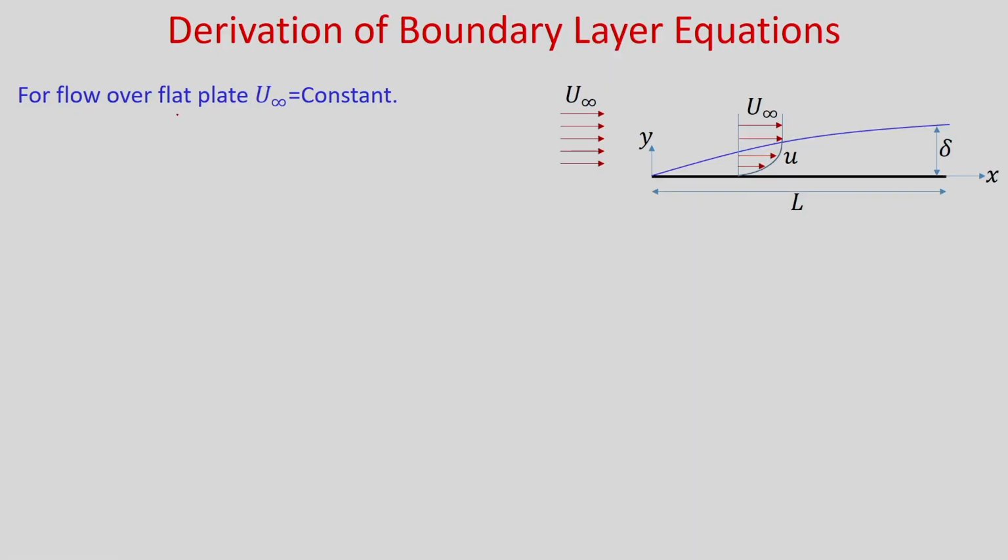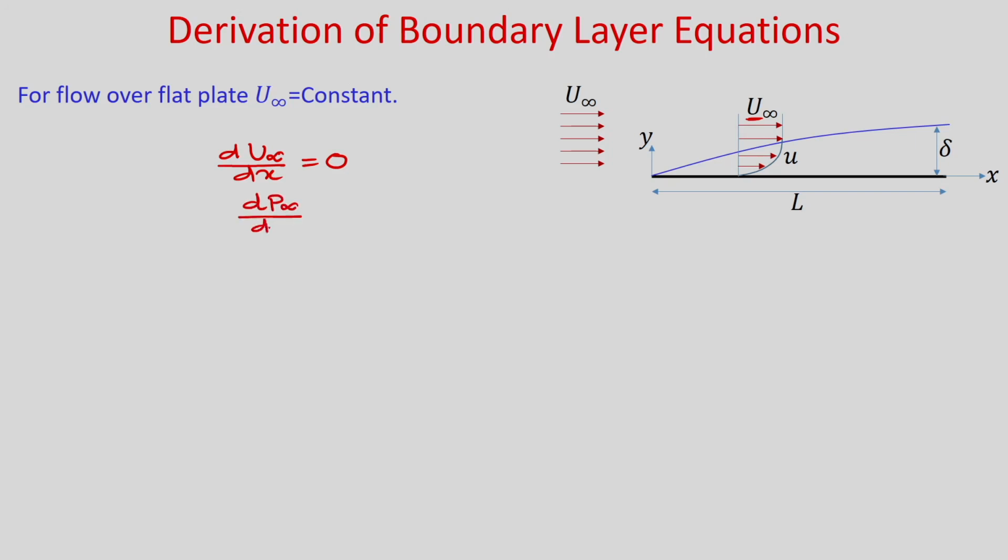So, obviously you can see that the gradient with respect to the axial direction, du infinity by dx, will be 0. Hence, the pressure gradient dP by dx will be 0. If you consider flow over a flat plate where u infinity is constant, that means du infinity by dx is equal to 0. Outside this boundary layer the free stream velocity will remain the same. It is not a function of x. So, it is constant.